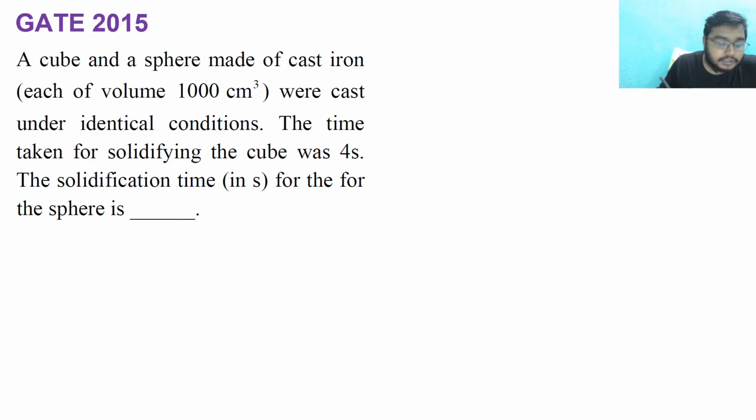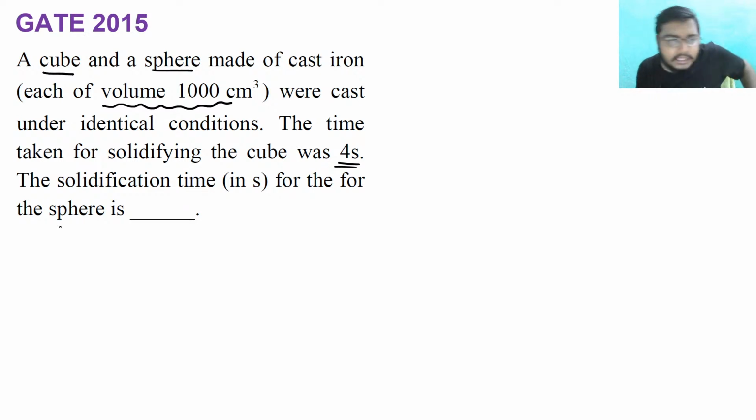Let me explain this question once again. There is a cube and a sphere made of cast iron, and both have the same volume, that is 1000 centimeter cube, and were cast under identical conditions. The time taken by this cube to solidify is 4 seconds. That is, the total solidification time for the cube is given, and the solidification time for the sphere has been asked. So again the same type of question, but a little bit different. Try to calculate and find the answer.